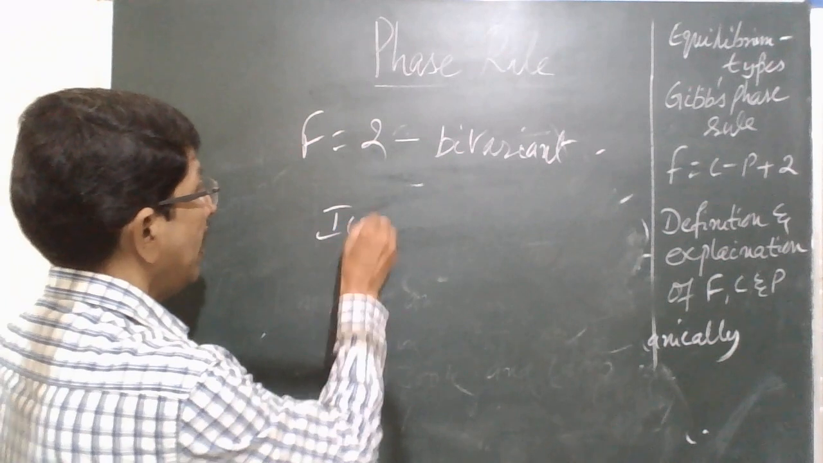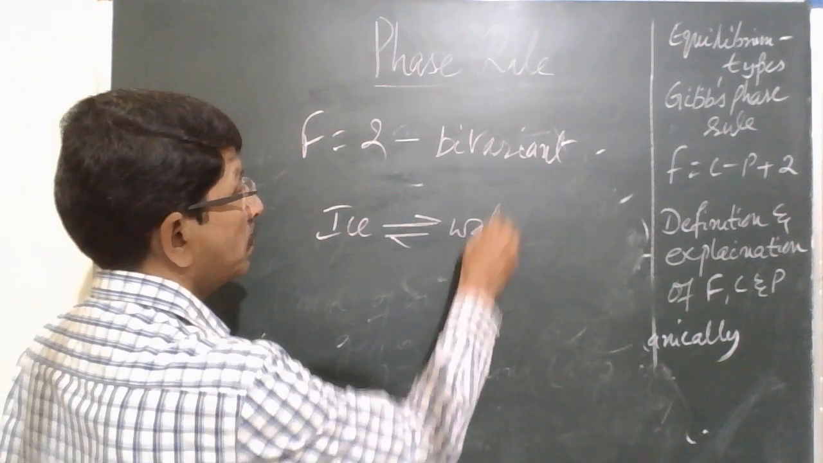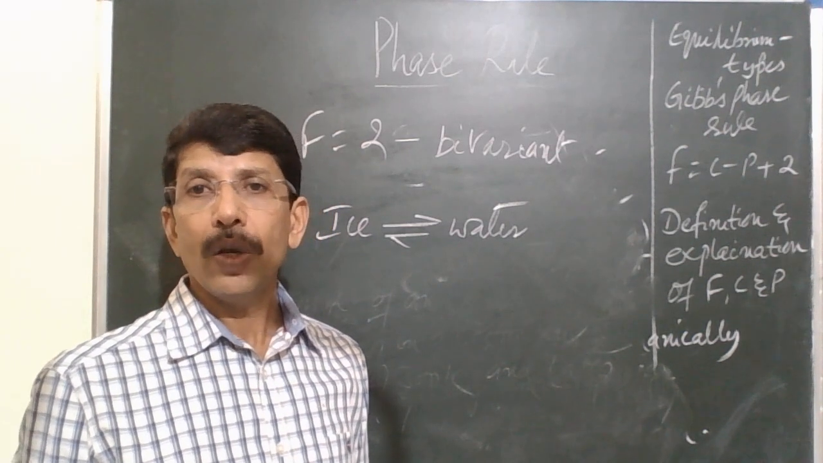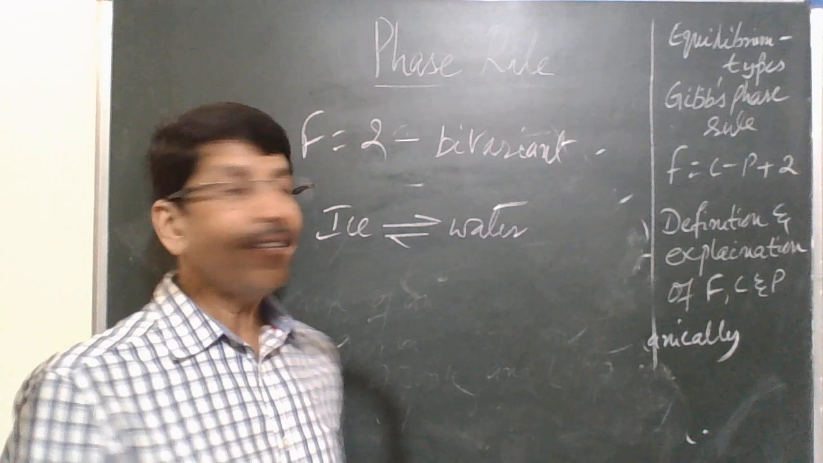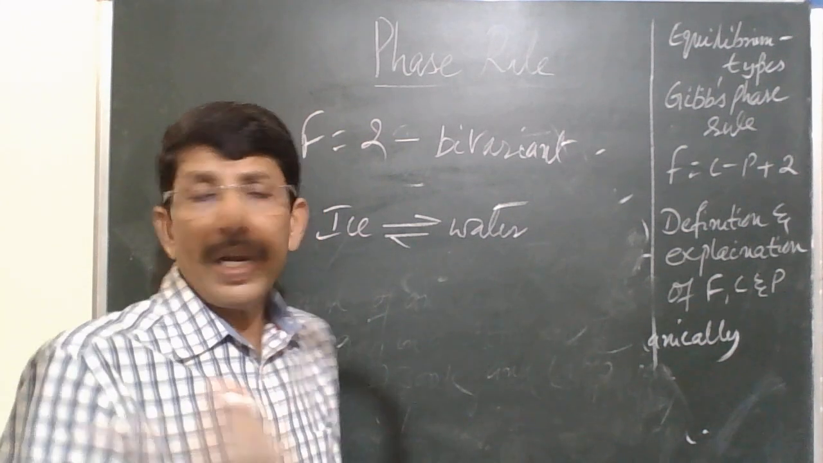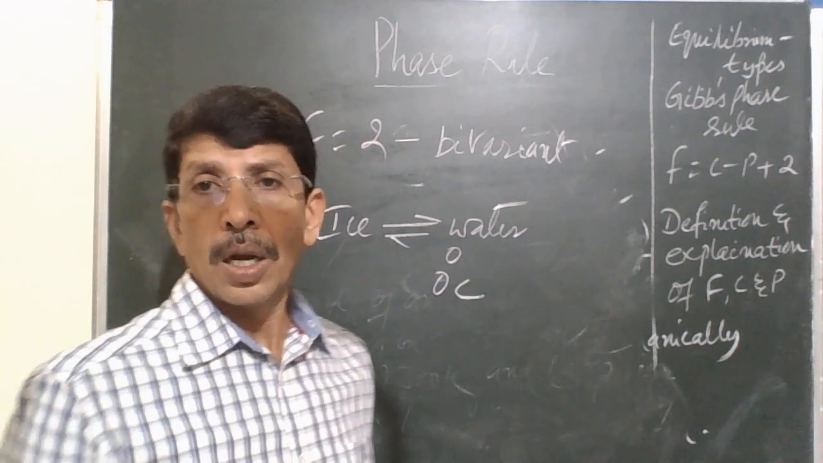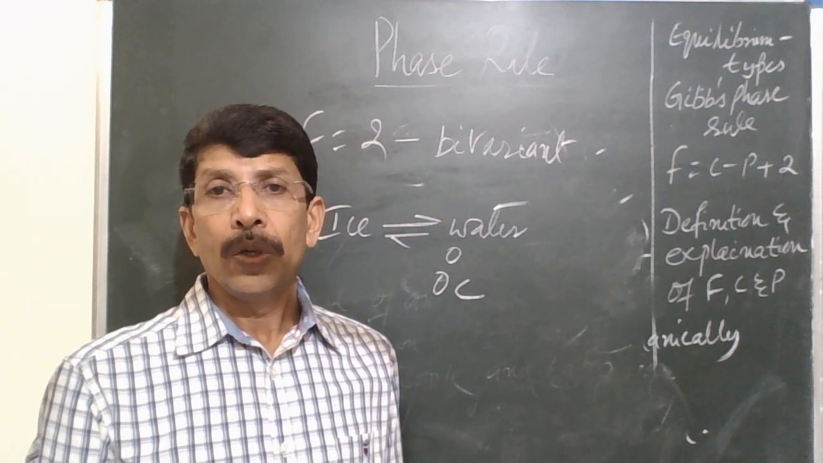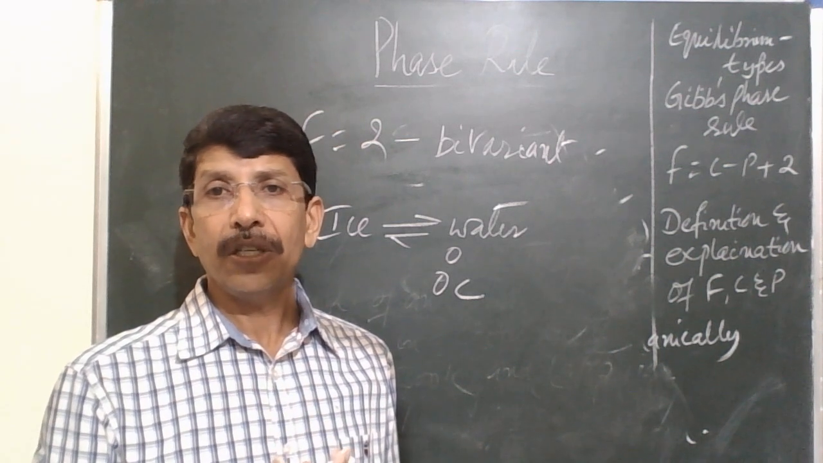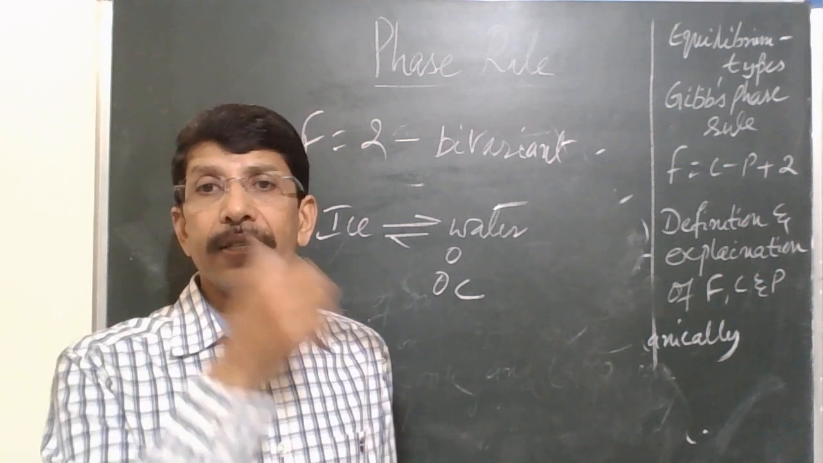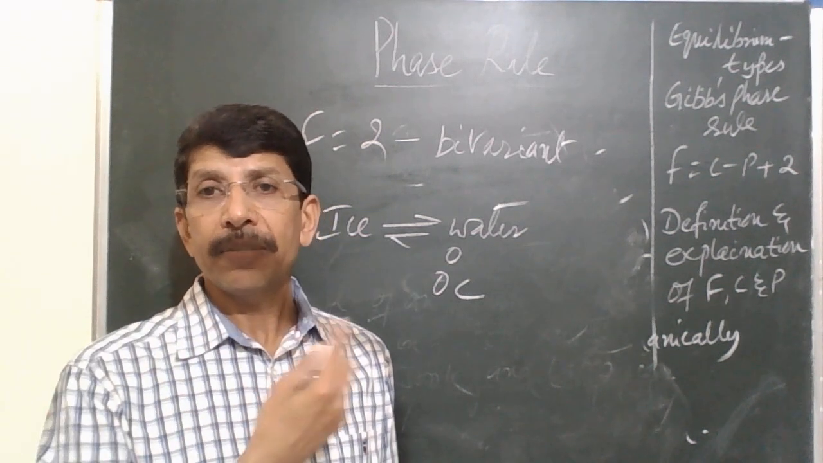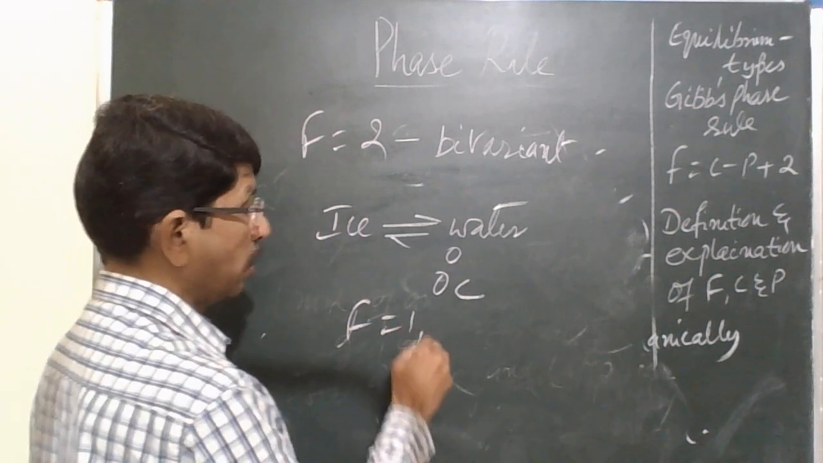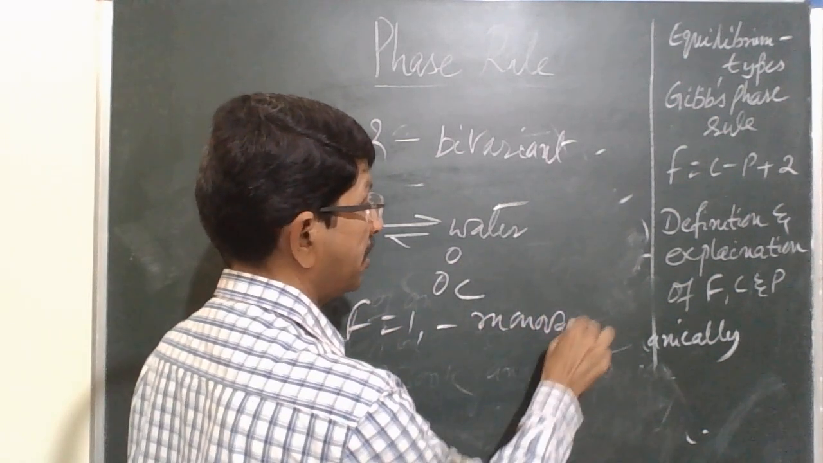And if we consider ice in equilibrium with water, this equilibrium is possible only at 0 degrees Celsius. So if I just mention temperature or pressure for this system, I will be able to explain the state of the system completely. So here F is equal to 1, a monovariant system.